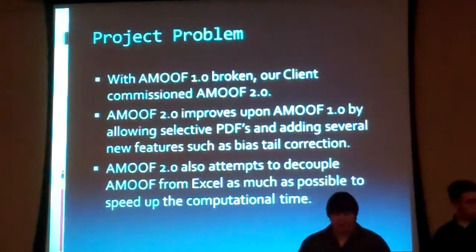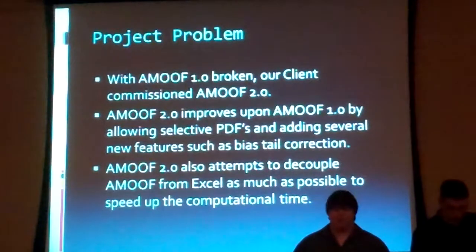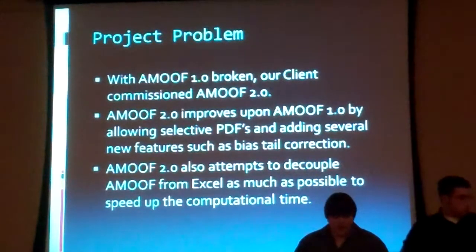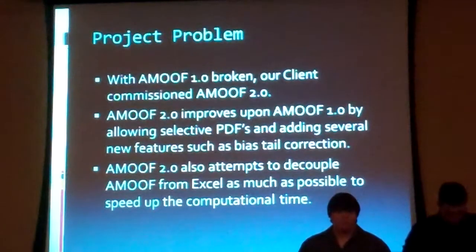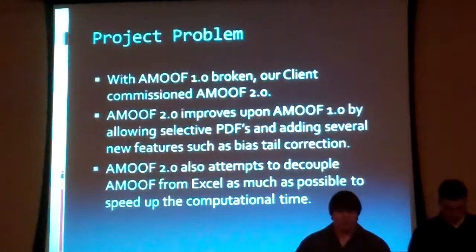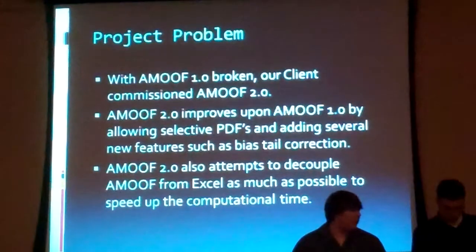With MOOF 2.0, we're trying to improve upon MOOF 1.0 by adding additional features such as bias tail correction and allowing the user to select individual PDFs, as opposed to the way MOOF 1.0 did it, where it would run all of them, even if you didn't want all of them. This should speed things up a little bit more, but more importantly, we're trying to decouple MOOF entirely, or for the most part, from Excel, but we aren't able to take it completely out. We'll explain that a little later.